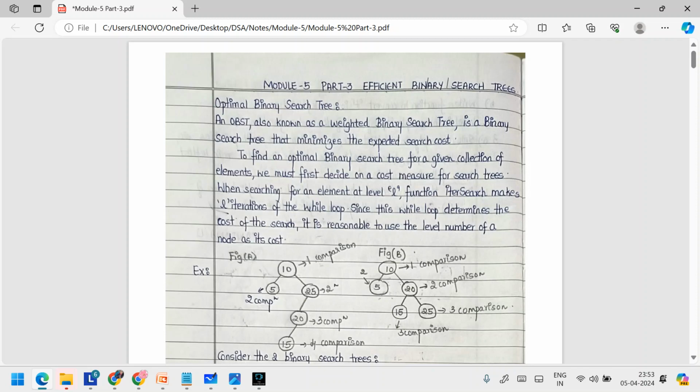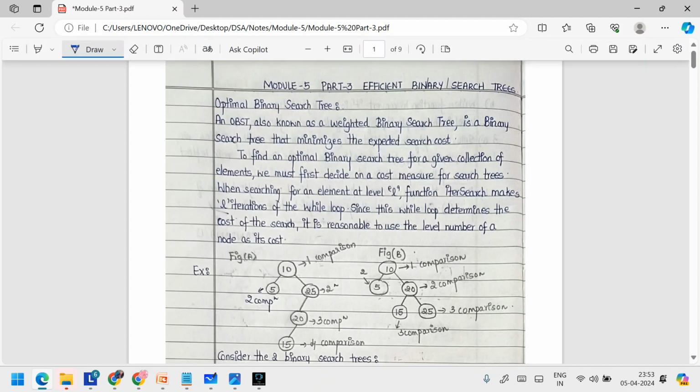For example, if I look at this tree A, if I want to find the element 10, I will always start from the root if I want to search an element. So I start at the root, which is 10, and I want to find 10 itself. So how many comparisons do I need? Immediately in the first search I get the value. So I need only one comparison to find the value 10.